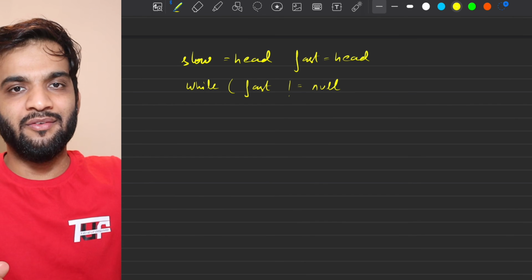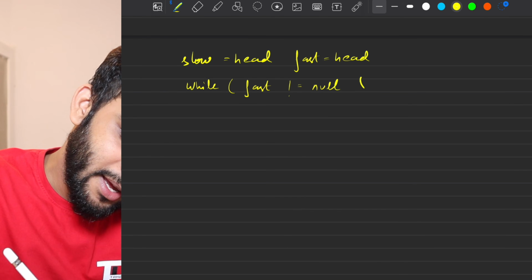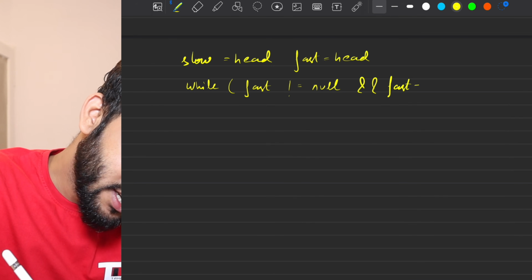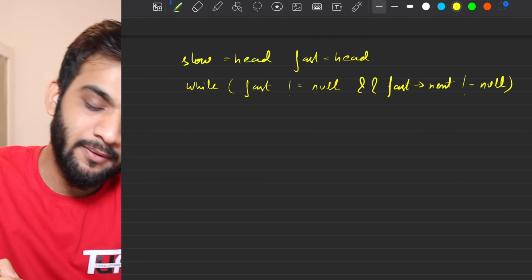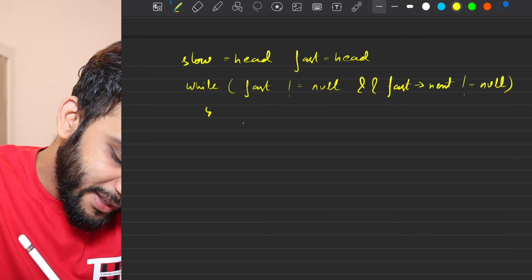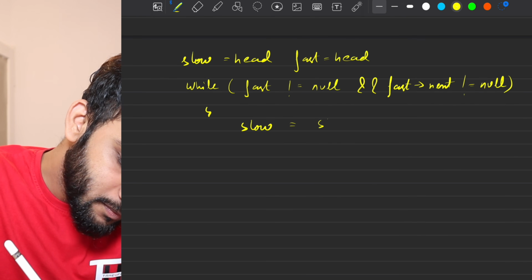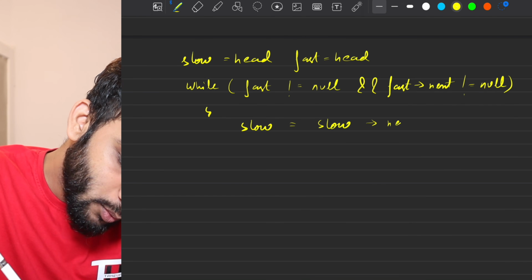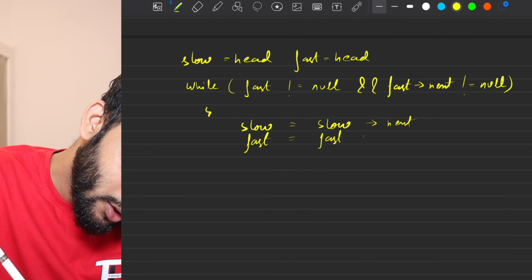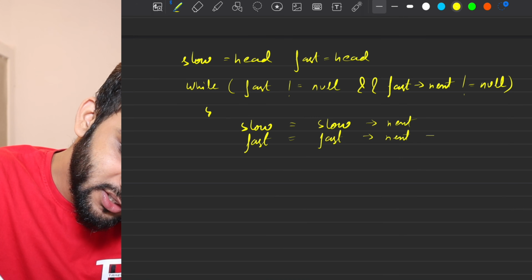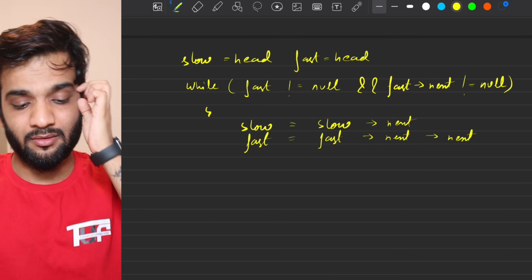Already done in the previous lecture. Link is in the description. And fast of next is not null. It's for the linear linked list, right? And what we basically do is say slow, can you move by 1? So slow says yes, why not? And we say fast, can you move by 2? Says yes, why not? So that's next and next, right?